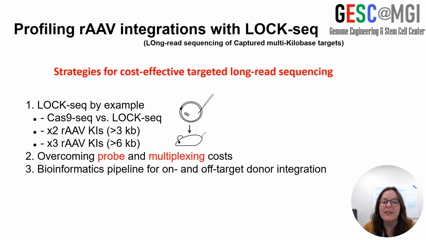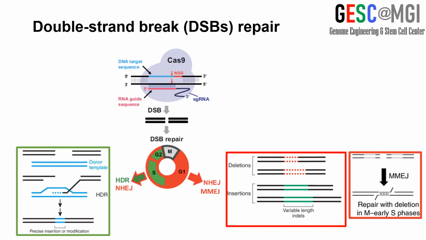I'm going to go through LOCK-seq by example, first by starting with a comparison with another target capture method called Cas9-seq. Then I'll go through increasingly complex gene editing events and how LOCK-seq helps with genotyping these. I'll also go over probe and multiplexing costs and how to minimize those. And finally, bioinformatic pipelines for on and off target donor integrations, tools that can help with data wrangling and data interpretation. For nearly all gene editing projects, we use CRISPR-Cas9.